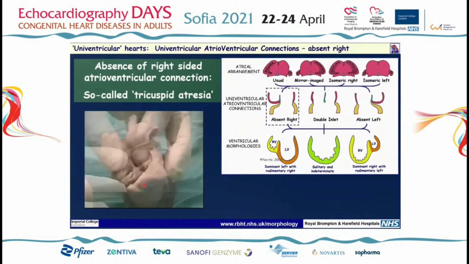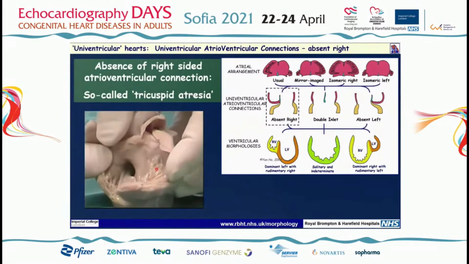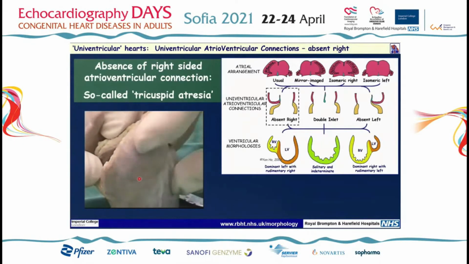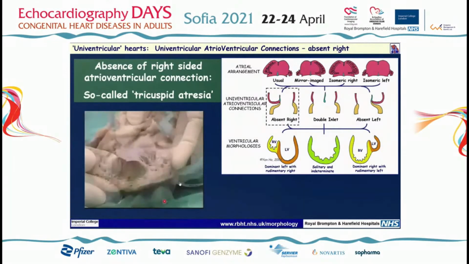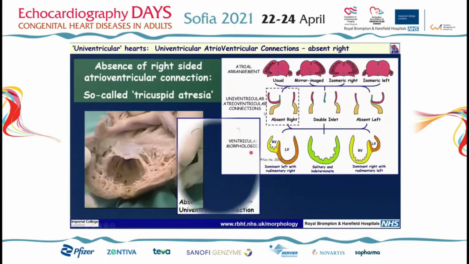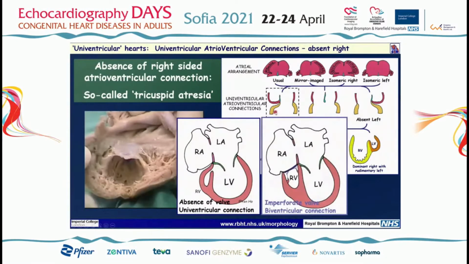And turning the heart around, here's the front of it. We see this rudimentary right ventricle with a ventricular septal defect communicating with a dominant left ventricle, which is here, a big left ventricular chamber. So this is the situation of absence of the right atrioventricular connection, the left-sided atrium opening to a dominant left ventricle, small right ventricle, and this is to be distinguished from those hearts with an imperforate valve, where there's a biventricular atrioventricular connection instead of a univentricular atrioventricular connection.